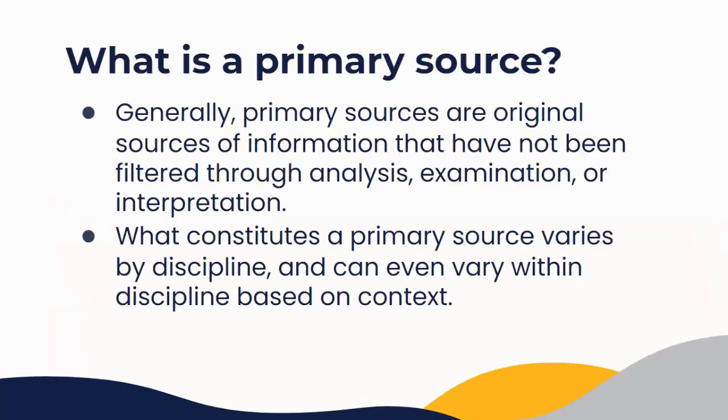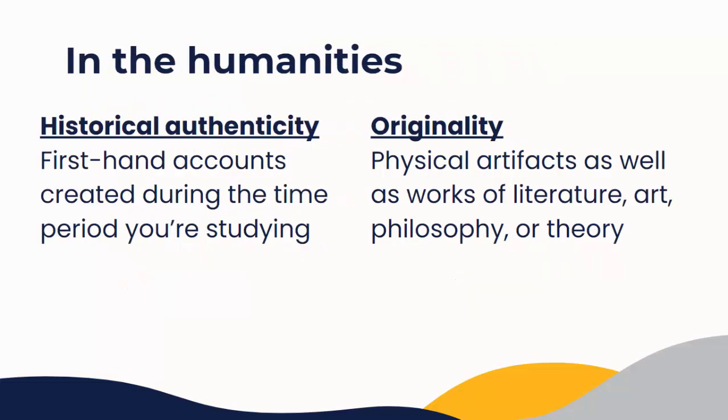Generally, primary sources are original sources of information that haven't been filtered through analysis or examination. What constitutes a primary source is different depending on what discipline you're in, and even within the same discipline can vary based on how you're using the source. In the humanities, we're usually looking for one or both of the following characteristics for a primary source.